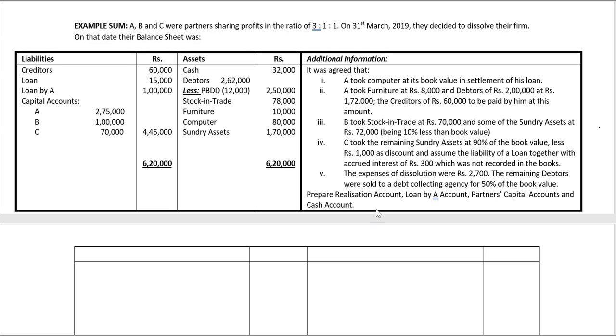We are asked to prepare the realization account, the loan by A account, partners' capital accounts, and the cash accounts. So we'll begin with the realization account, followed by A's loan account, then the partners' capital accounts, and finally the cash account. Any working notes we will do at the end of the sum. So let's go ahead with the solution.